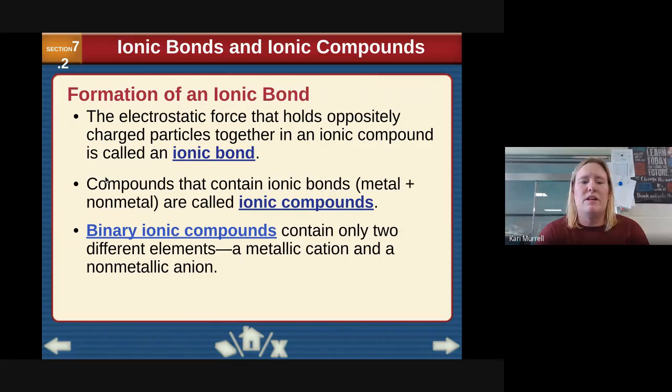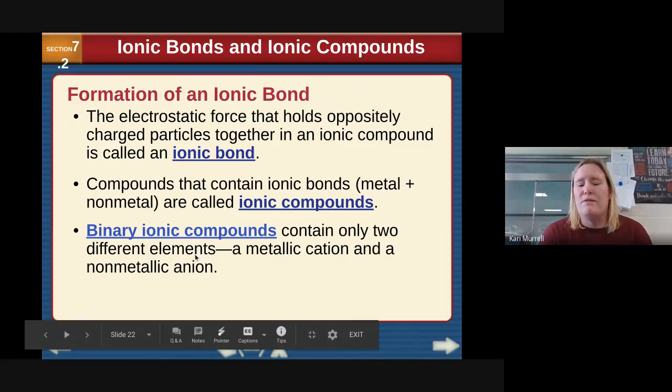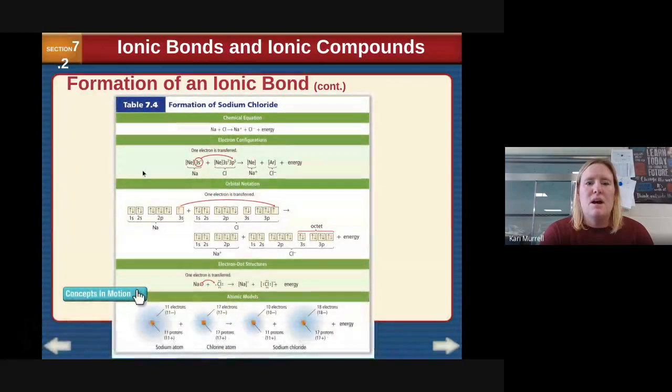Binary ionic compounds contain only 2 different elements: a metallic cation, a positive, and a non-metallic anion, something like a gas. Hopefully you can remember that bi means 2, so whenever we hear the prefix bi, we know we're talking about 2 of something.